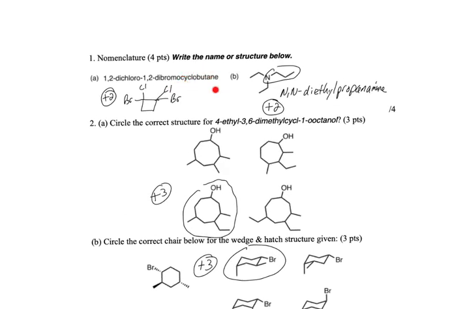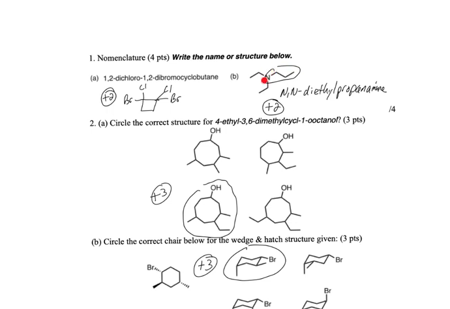Cyclobutane is the parent name, so you draw a four-membered ring. And then from there, 1,2-dichloro, so 1 and 2, chlorines. 1,2-dibromo, 1 and 2. Biggest thing, cyclobutane is the parent. Make sure you draw that and put the right bromines there and chlorines there.